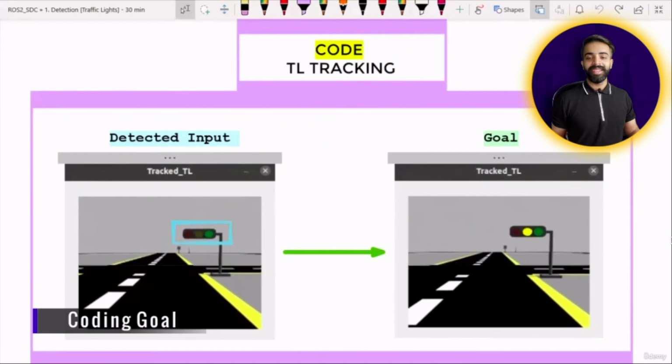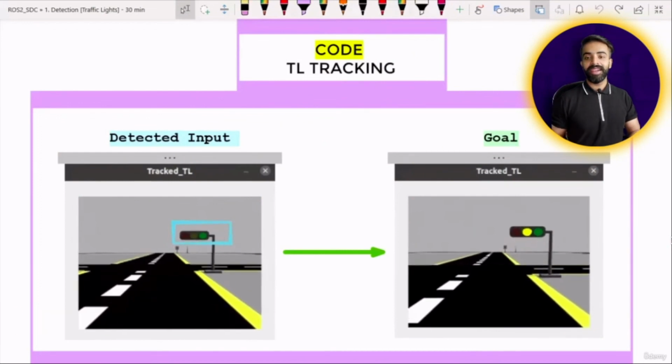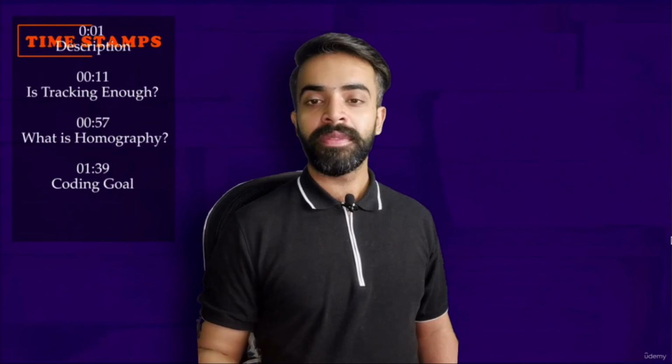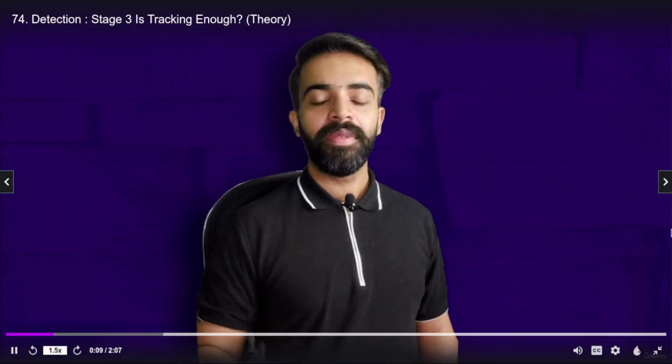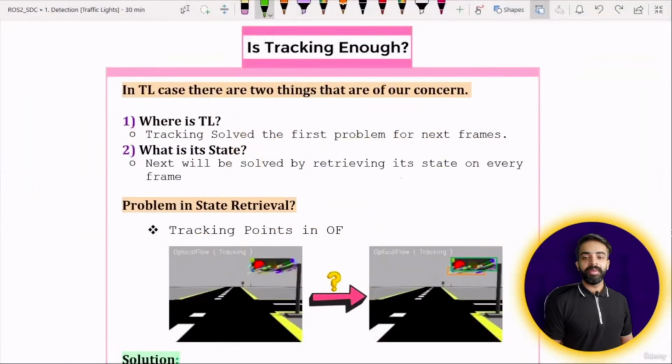For tracking the traffic light, we'll be using the same optical flow tracking algorithm by providing it the detected traffic light as an input. We were able to track the traffic light, but was it enough? Reviewing the targets that we were trying to achieve in traffic light detection, the number one target was, where is the traffic light? Tracking helped solve this first problem by tracking the traffic light for the next few frames.